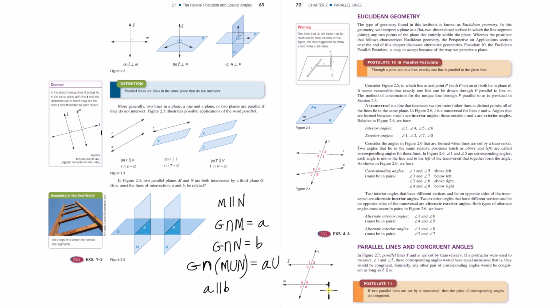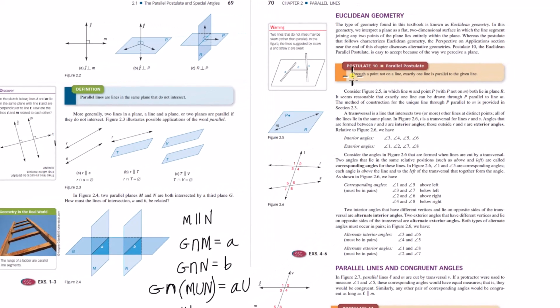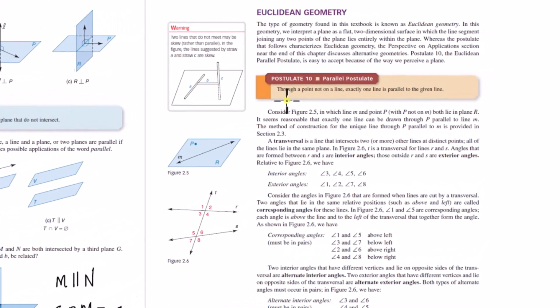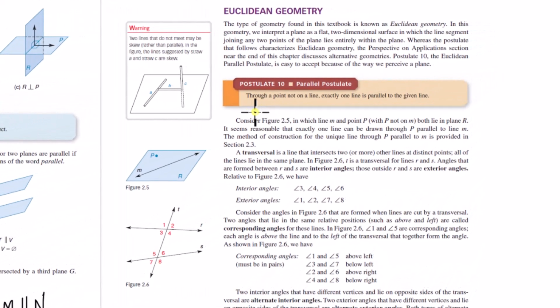Okay, we're picking up where we left off in the previous video, where we were going through the opening section of Chapter 2. Chapter 2 is on parallel lines, and this opening section is on the parallel postulate and special angles. Why this section is titled that, we'll have to see as we go, but here's the parallel postulate, just to give you a reminder.